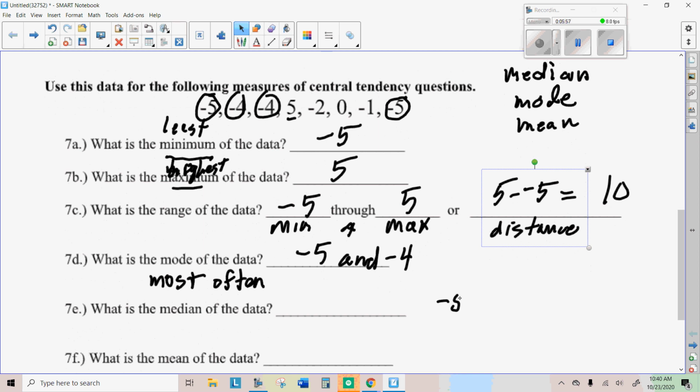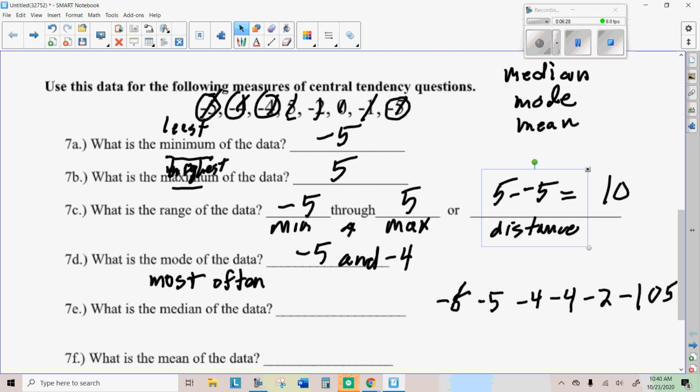So we're going to put them in order: -5, then -5, then -4, then -4, then -2, -1, 0, and 5. And you should count just to make sure you got them all. 1, 2, 3, 4, 5, 6, 7, 8. Looks like we got them all, 8. Okay, now we have to find the one in the middle.